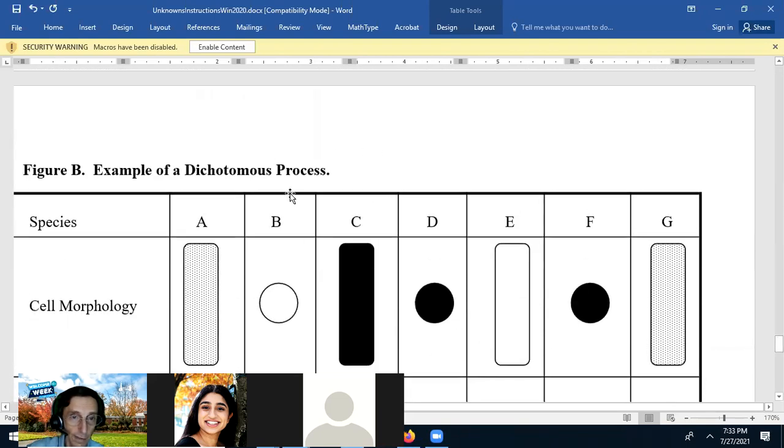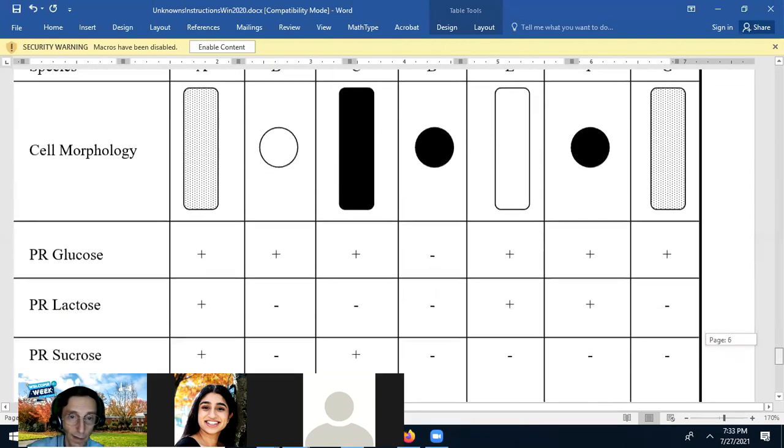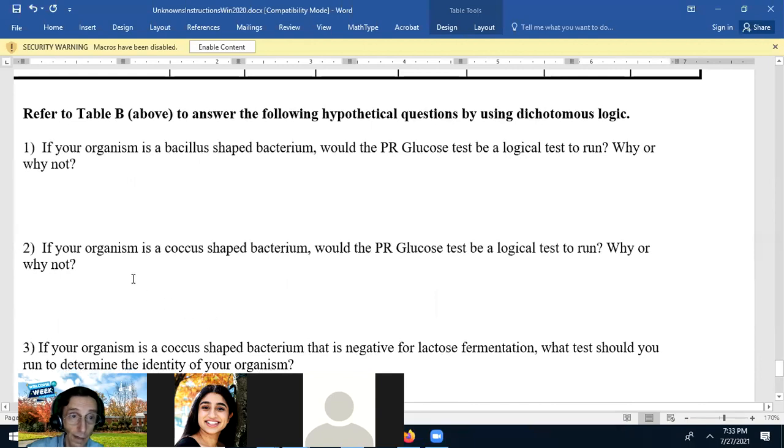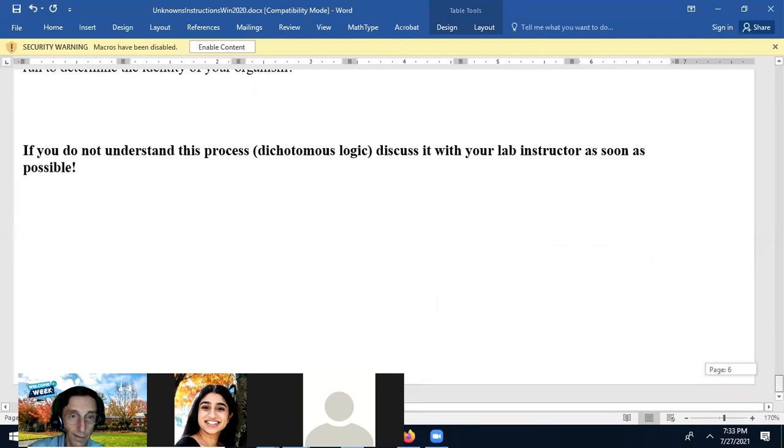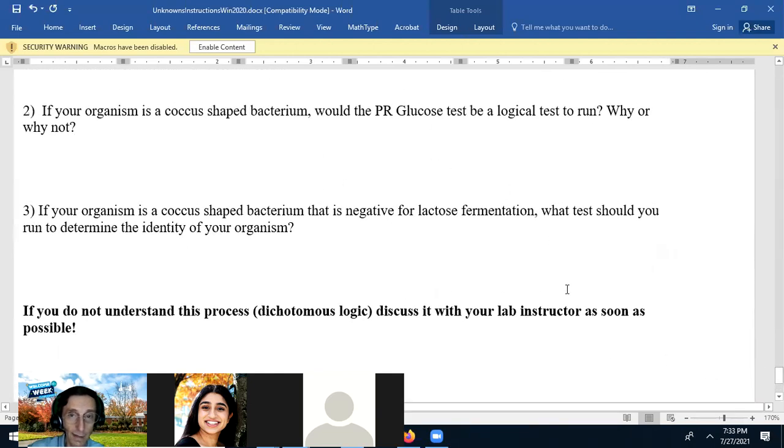This is showing you an example of dichotomous logic. If you need more information on dichotomous logic, you can go through it. You do not need to answer these questions for the project. Occasionally students see this and they think I want these answers. I do not want these answers. Okay, this is just to help you understand dichotomous logic.